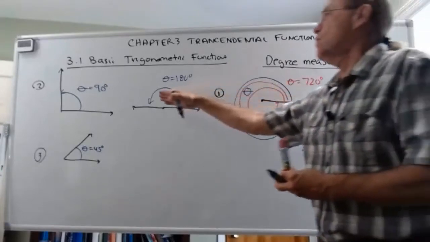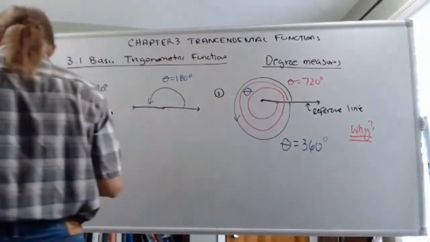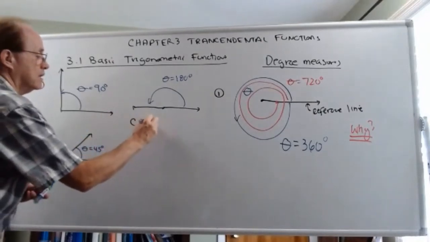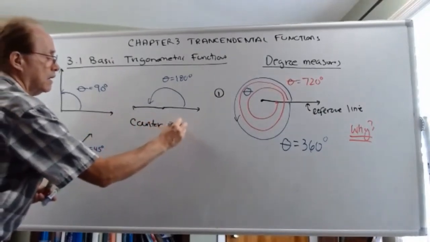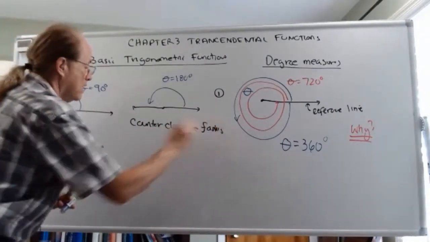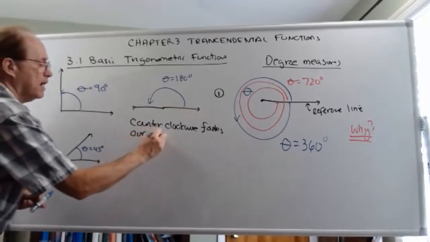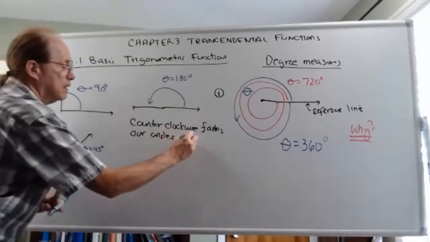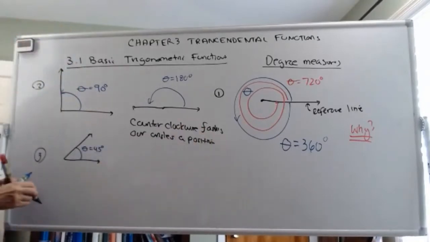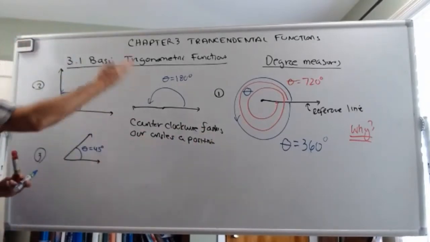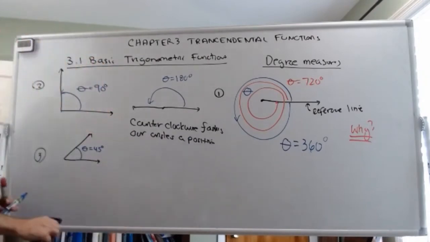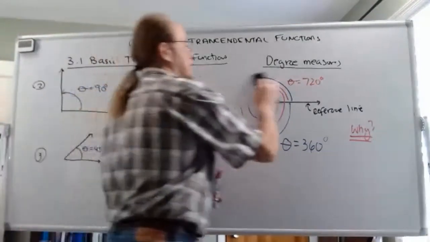Okay, so if we go in a counterclockwise fashion, notice all these lines, all these arrows, if you will, are drawn in a counterclockwise fashion. Our angles are positive. We consider that to be a positive angle. But we don't always have to go in a counterclockwise direction. We could, if we wished, turn around and do it clockwise.